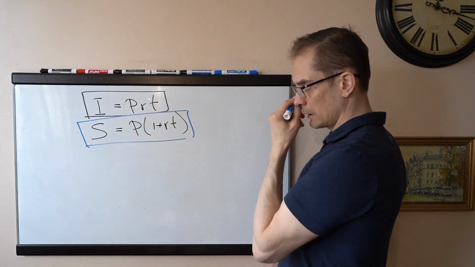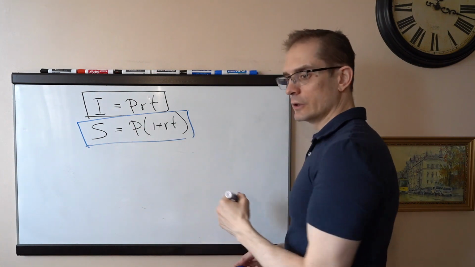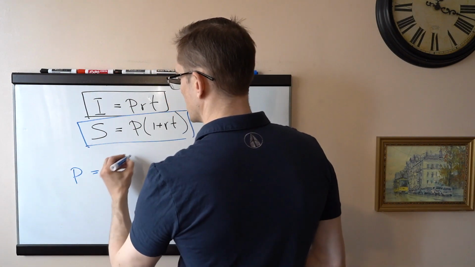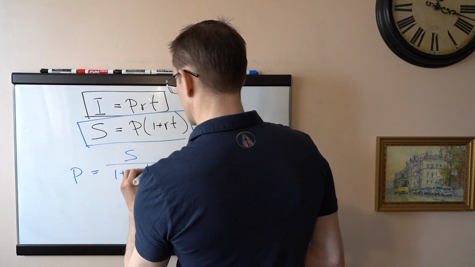How can you find your principal based on simple future value? Again, the same thing. Principal will be simple future value divided by 1 plus RT.